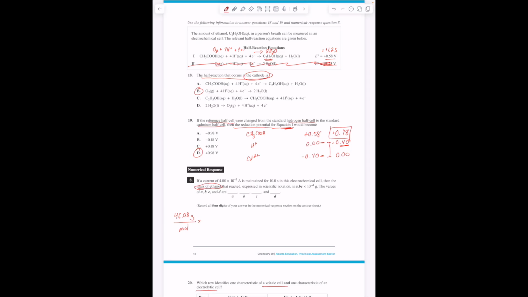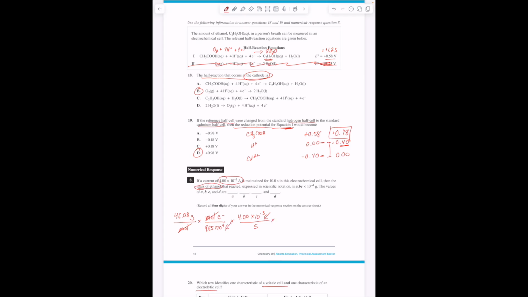And the first way to cancel moles is the Faraday constant inverted. So moles of electrons over 9.65 times 10 to the 4th coulombs. Moles are gone. And then I could cancel coulombs with this number. So 4.00 times 10 to the negative 3 amps is the same as coulombs per second. Coulombs are gone.